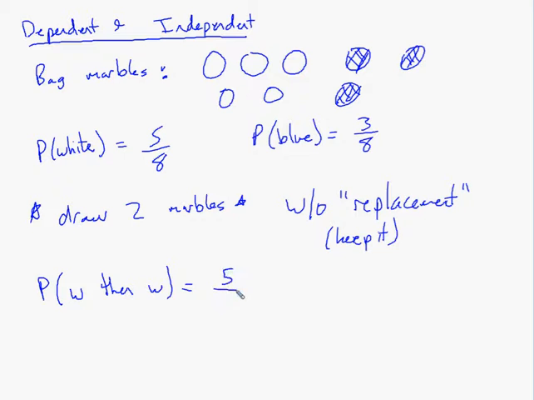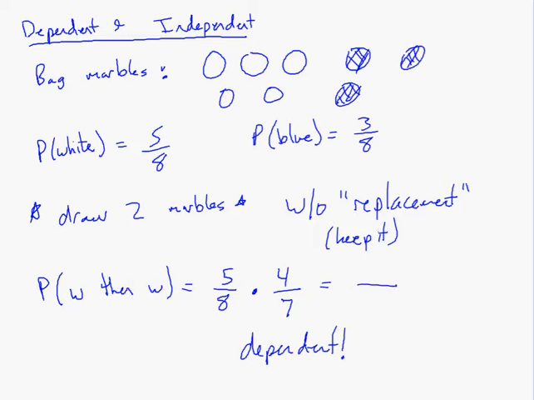Well, I have 5 eighths. I take the white marble out. I see that it's a white marble. Now, how many marbles are in my bag? 7. And how many white marbles are now available, assuming that I've actually gotten a white marble? 4. So this is a dependent event. See, the previous incident was an independent event. This is dependent because the success of the first event changes the success of the next event because there's a different number of marbles available.